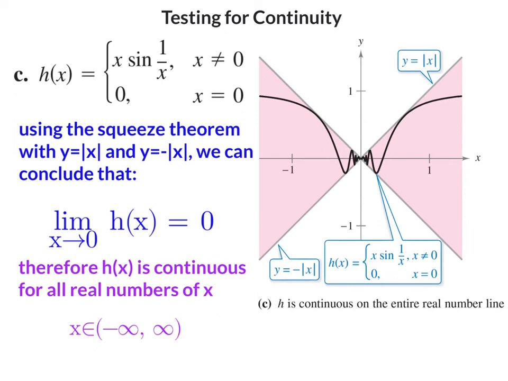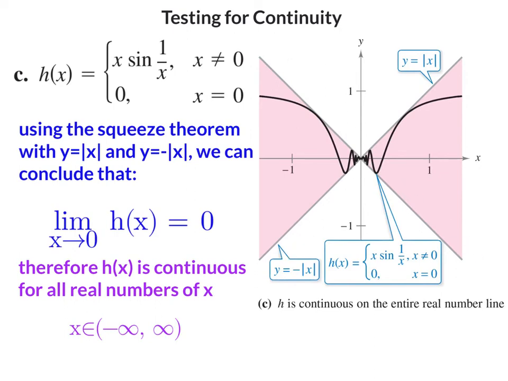Let's look at one more example to test for continuity, and it's going to look a lot like the last example, except I'm going to throw in an x right here. I'm going to apply the squeeze theorem, which just says that this function in black here, x times sine of 1 over x, is squeezed between the absolute value of x and the negative absolute value of x, so these two lines here.